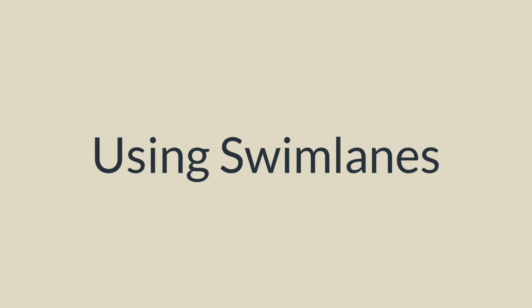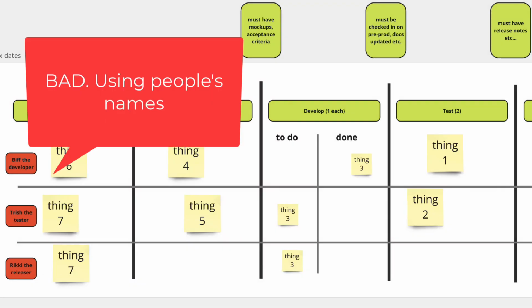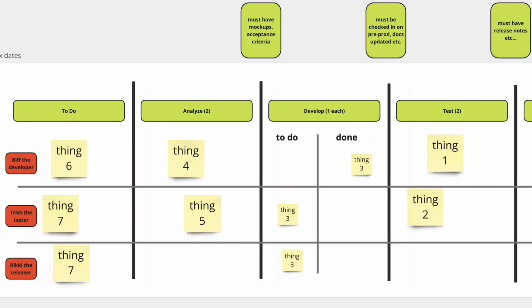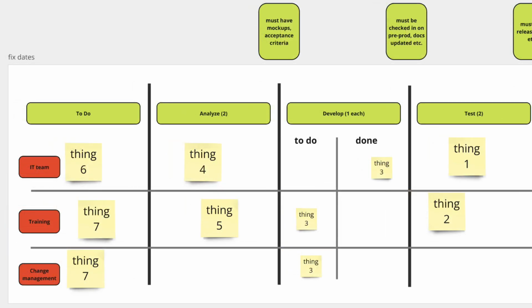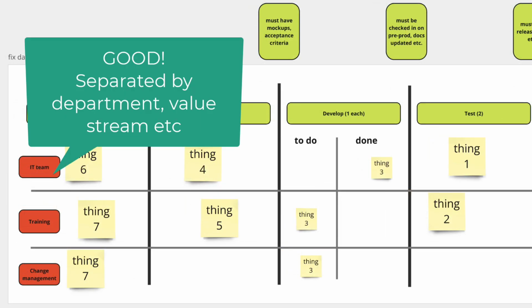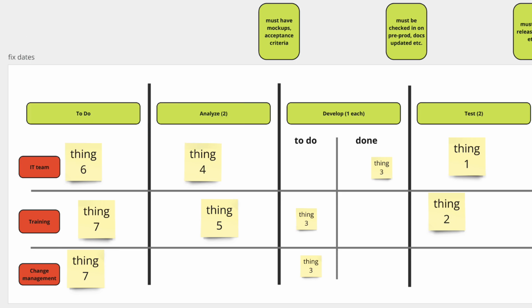Finally, using swim lanes. So this is not how you use swim lanes in a Kanban system. But this is how you use swim lanes in a Kanban system. So you could break those swim lanes down by team, by department. If you're doing a portfolio Kanban, that might represent individual value streams, and then now you can see all of the work weighted against each other.